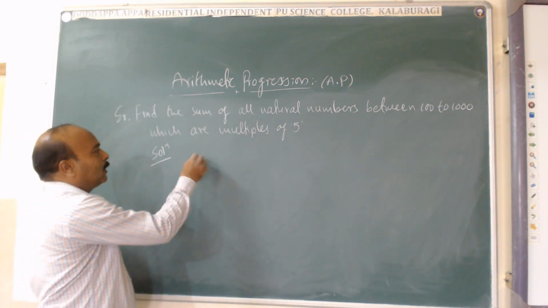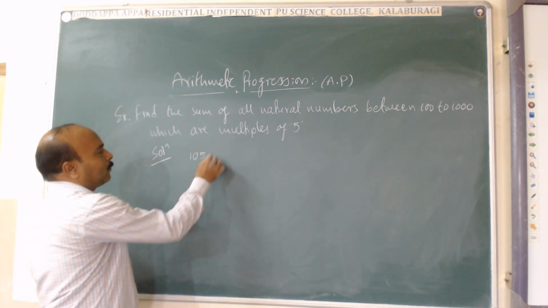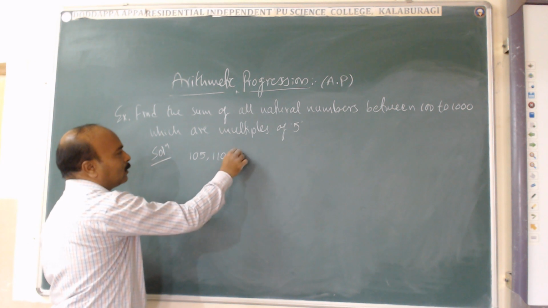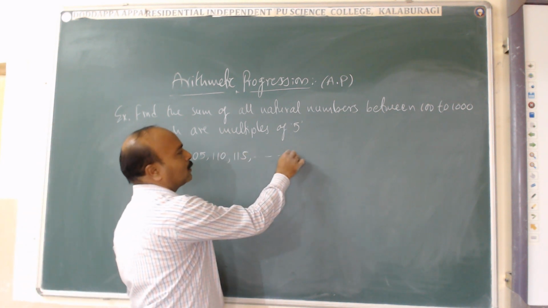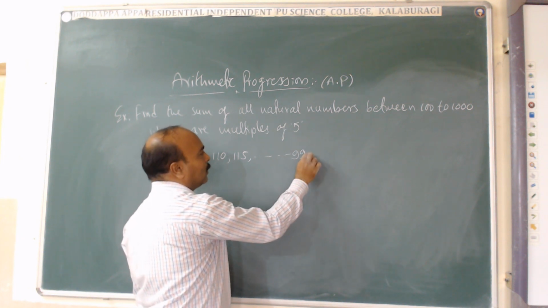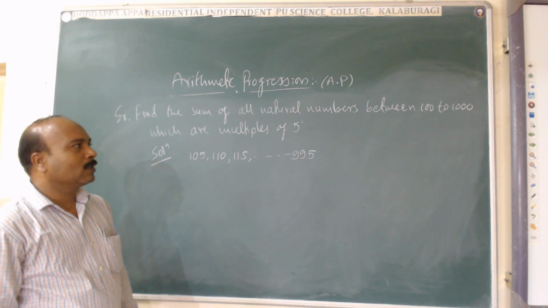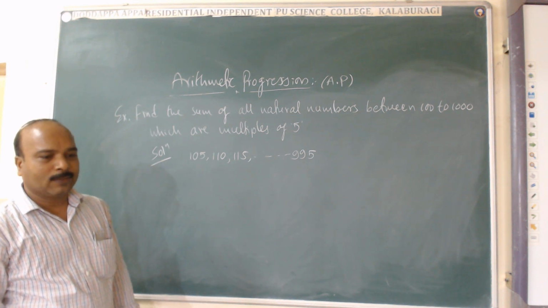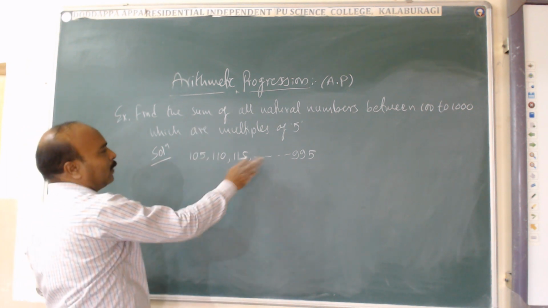The first number after 100 we are getting is 105, which is a multiple of 5. After that the next number is 110, the next number is 115, and so on, and before 1000 we are getting the number 995. So these are the numbers between 100 to 1000 which are multiples of 5. Now it is asked to find the sum of all these numbers.